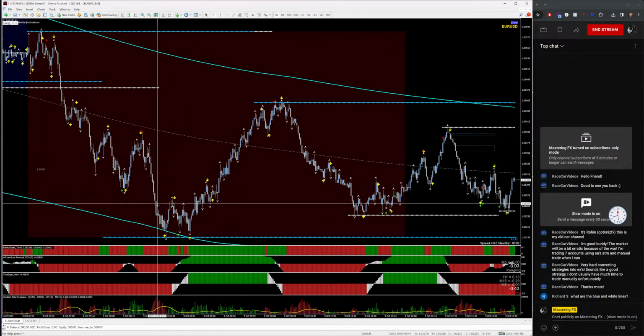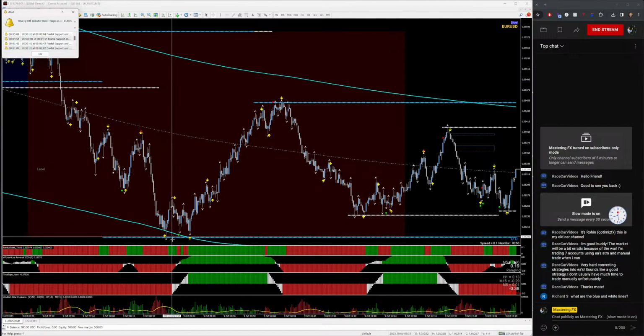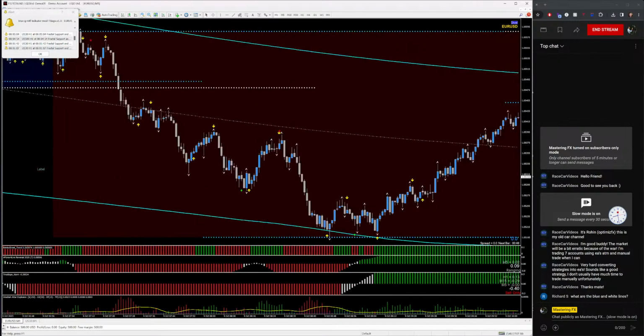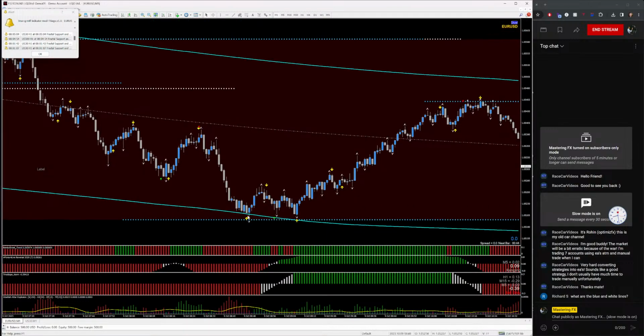But as an additional confirmation, I get a touch of the band, which is always nice to see. And then I wait for this to turn white, which probably happens around here. And at this point we also have a green arrow down here. Let me zoom in a little bit more. And we have our 1 hour support, which is nice to see. So we had our green arrow.